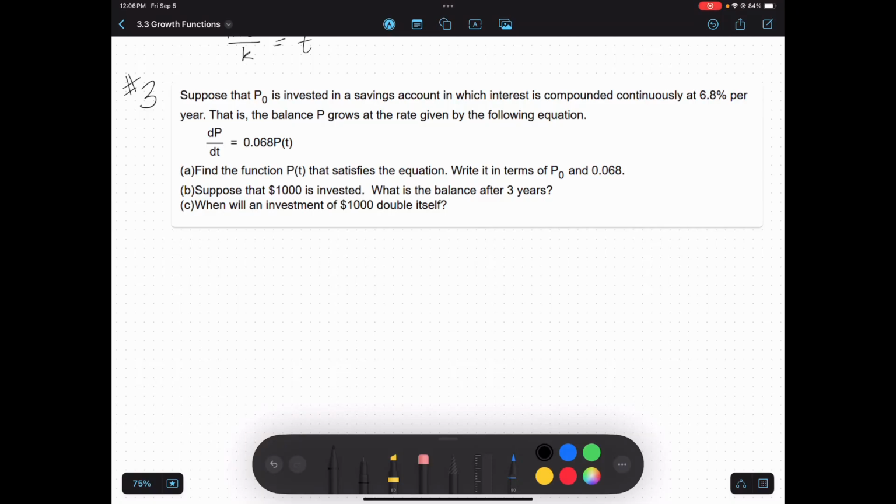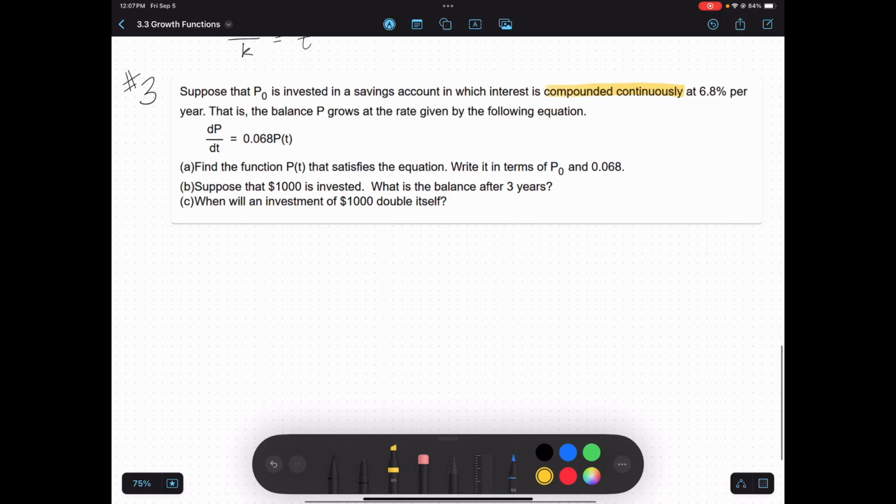Okay, let's look at some examples from the 3.3 homework. First one I want to start with is number 3. This one has you investing P naught, so some initial amount in a savings account in which the interest is compounded continuously. Remember, this means that I can use base e because base e represents continuous exponential growth or decay. At 6.8% per year, that is, the balance P grows at the rate given by the following equation.